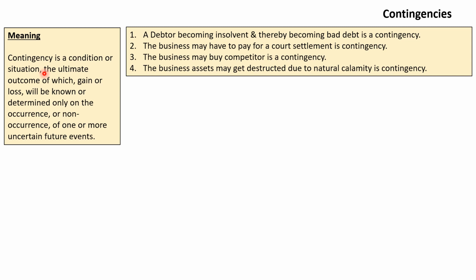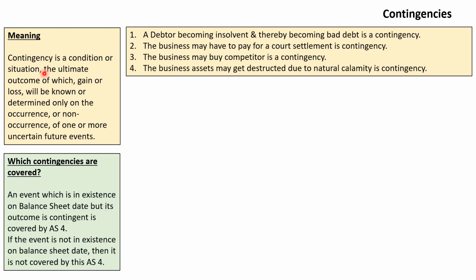Does that mean that AS4 is going to talk about all these different types of contingencies, or only specific contingencies will be taken care of? Is every contingency considered by AS4, or only specific contingencies? So which contingencies are covered? AS4 specifies that an event or a condition or a situation, the ultimate outcome of which may result either in a gain or a loss, and will be known only after the happening or non-happening of a future uncertain event, is called a contingency. But all contingencies are not dealt with by AS4.